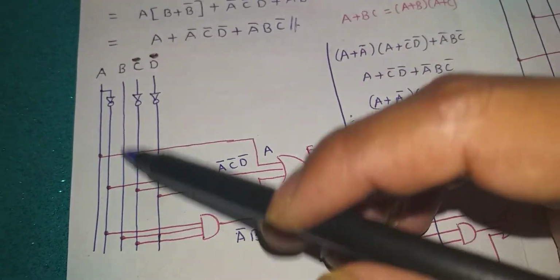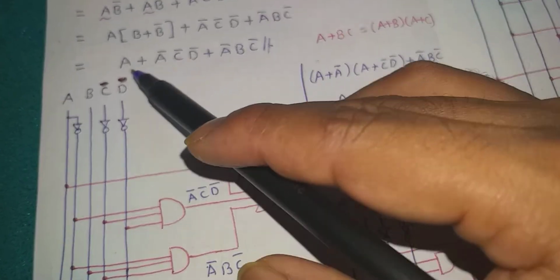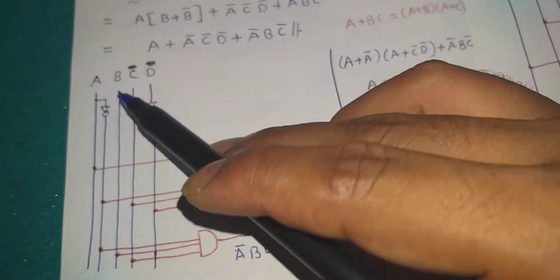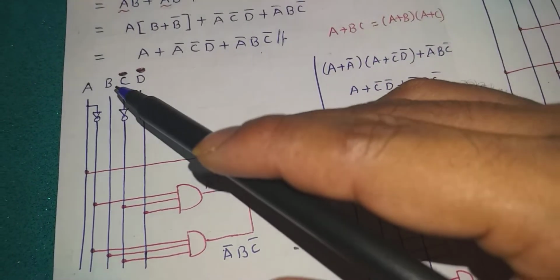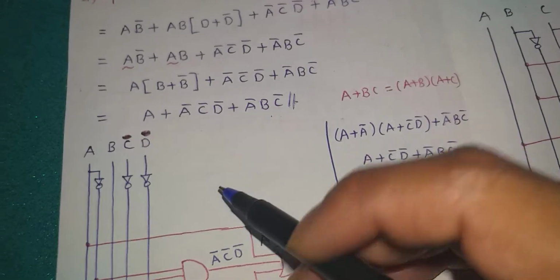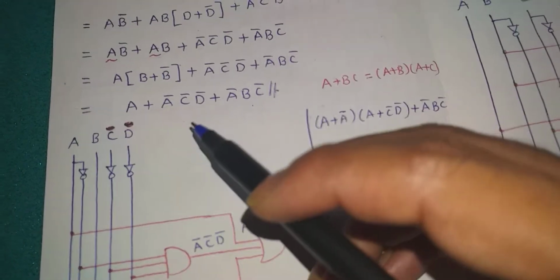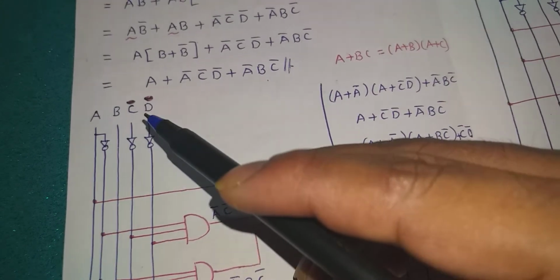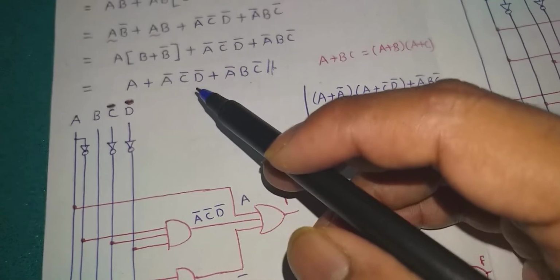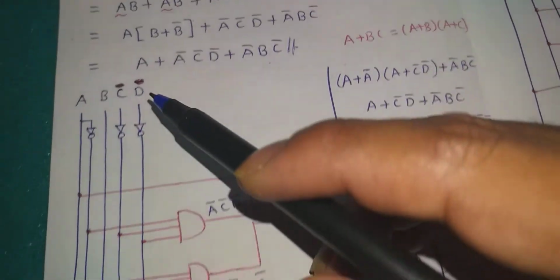Okay, now if you observe how many input variables are there, A, B, C and D, therefore I have taken A, B, C and D. If you observe that A consists of its complement, therefore I have taken the complement. If you observe B, there is no complement, therefore I didn't take any complement. Now if you observe C, in both the cases it doesn't have its regular line, it consists of only its complement line, therefore I have taken only the complement line. D also, there is no regular line, therefore I have taken only the complement line.